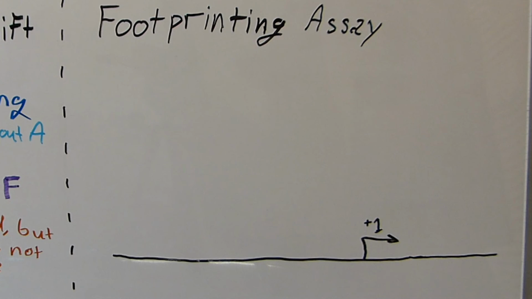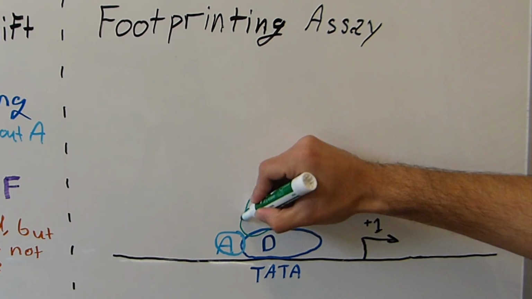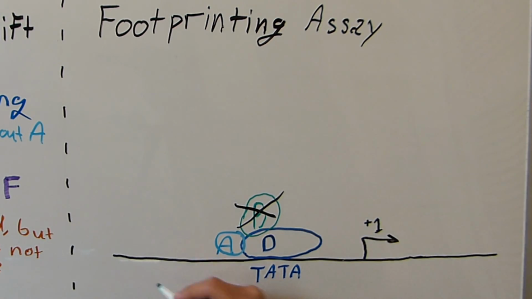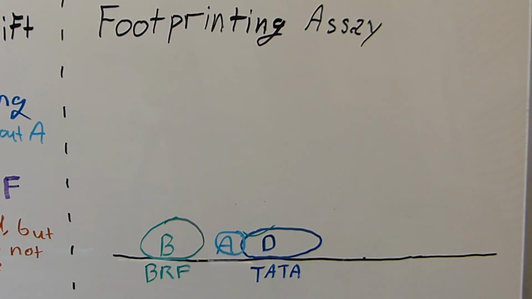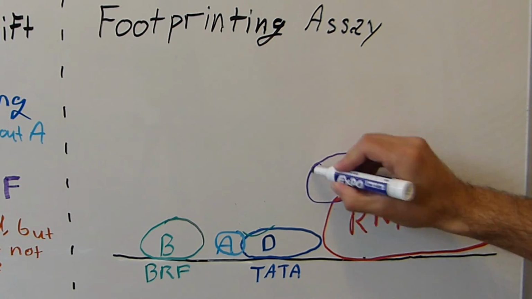Now from the footprinting assays, what we can determine is how things are binding. We know that D and A are going to bind to the DNA. From this assay, we would conclude that B actually binds on top of them. That's not true. We actually know it binds to the BRE region. After that, we know RNA polymerase is going to come in and it's going to bind in front of D and it's going to cover a huge swath.